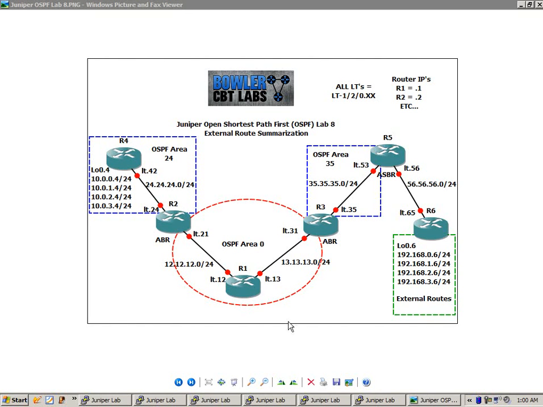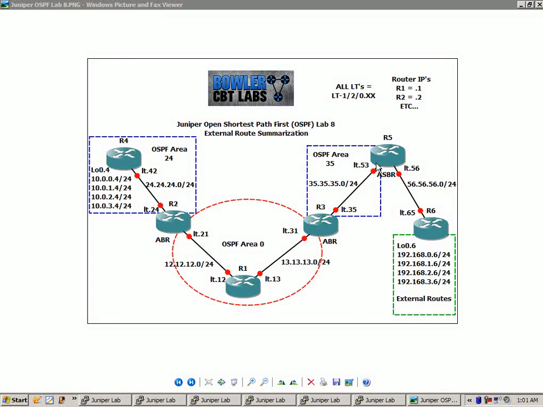We have router 1, 2, and 3 in OSPF area 0. We have router 2 and 4 in OSPF area 24. We have router 3 and 5 in OSPF area 35. And then we have router 6 that has 4 external routes off its loopback 0.6 interface. We're bringing those routes into our OSPF domain, into OSPF area 35. So they're going to be coming in externally.